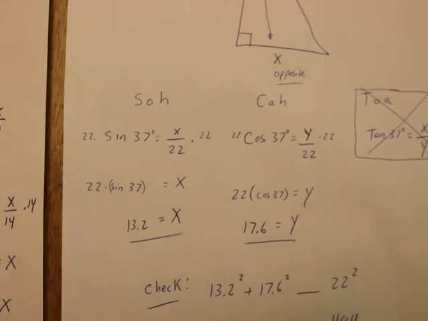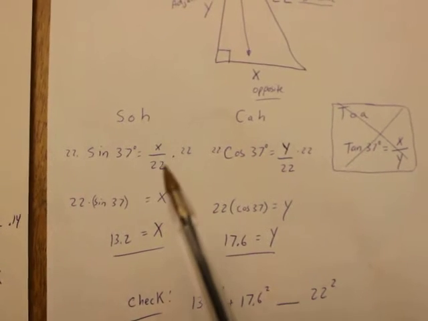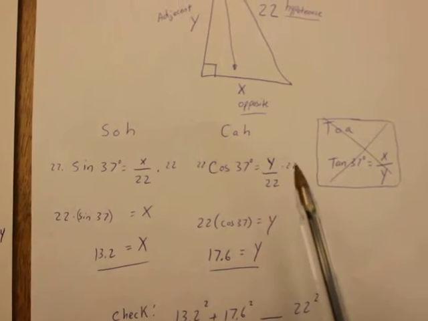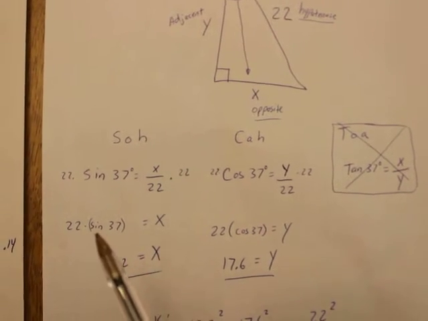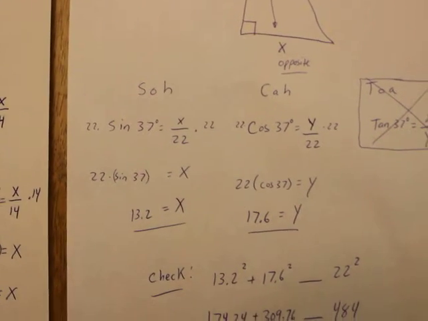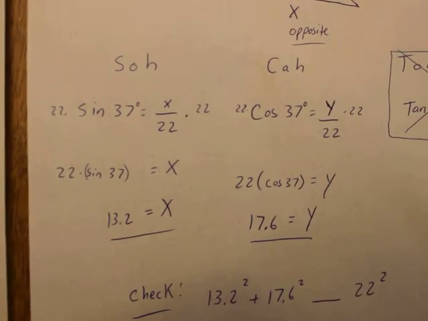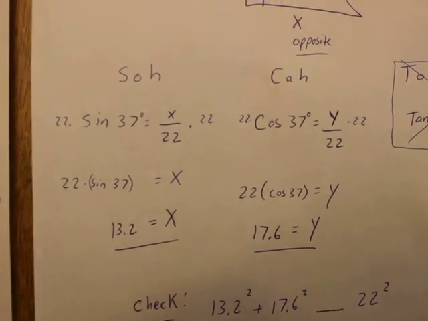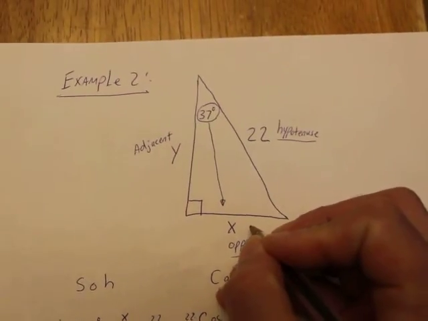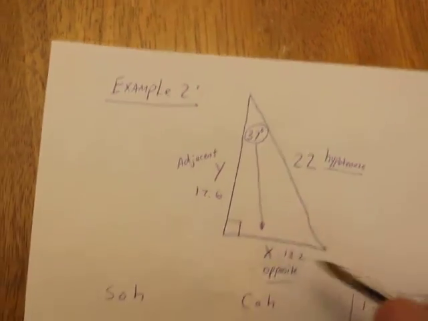Now I go over here and I solve these. These are the nice easy ones to solve. I don't have to do the flip-flop because the variable's in the numerator. So I just multiply both sides by 22. And I multiply over here both sides by 22. And then I just pop that into my calculator, 22 times the sine of 37, and 22 times the cosine of 37, and those are the two solutions I got. So x is 13.2, and y is 17.6. So if I write that down over here, 13.2 and 17.6. Those are the legs.